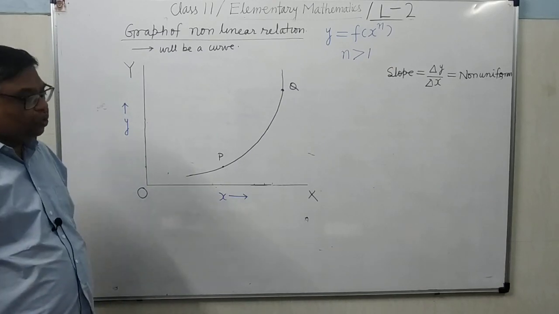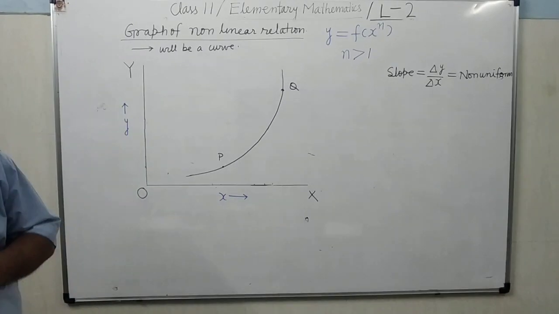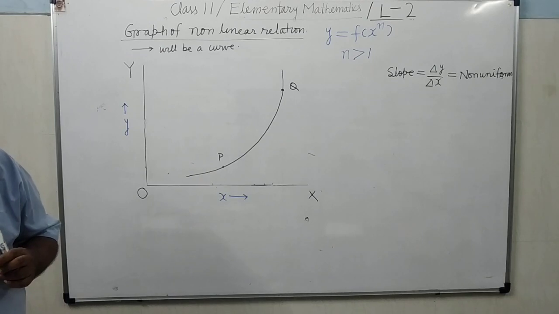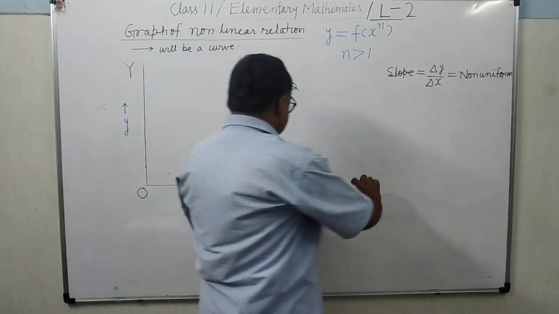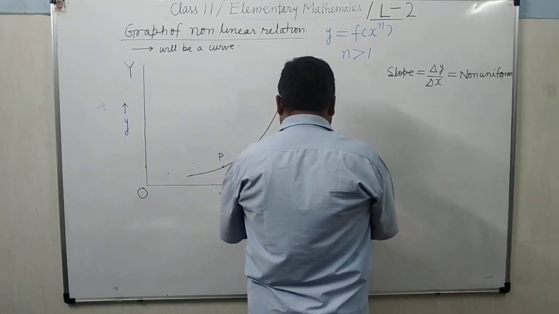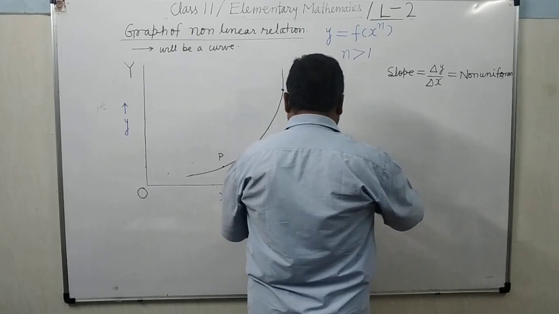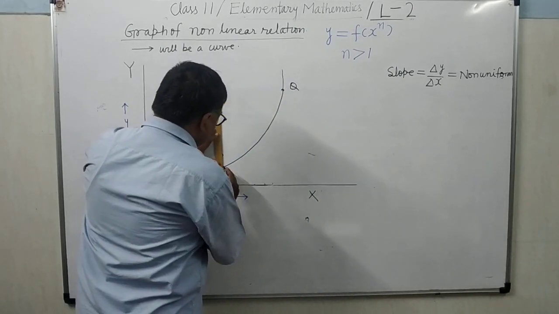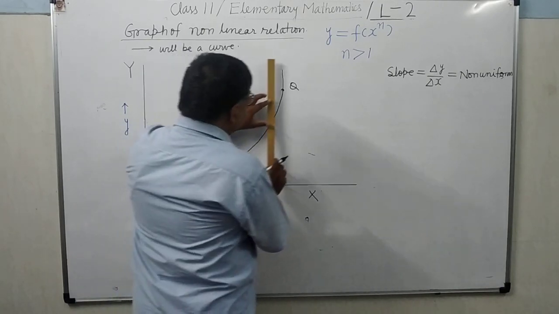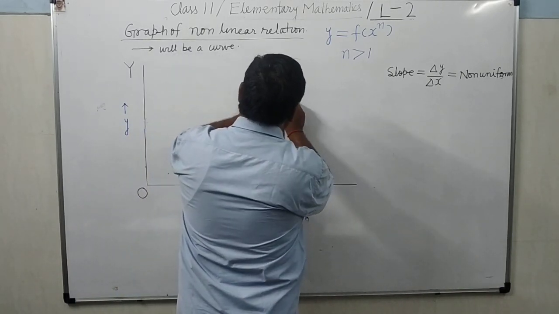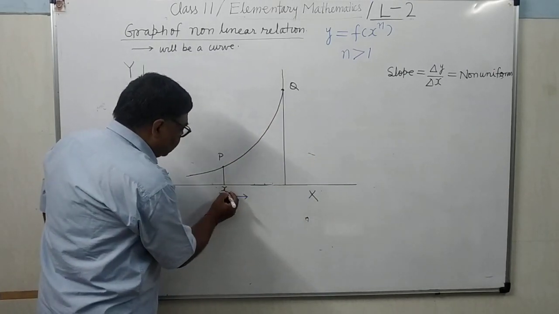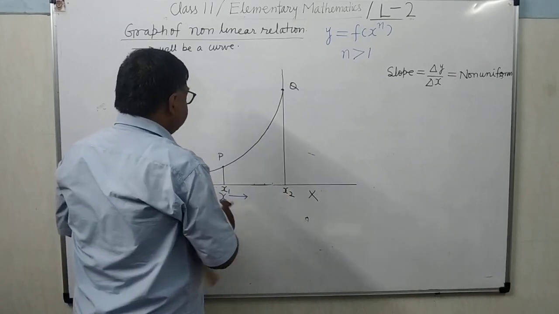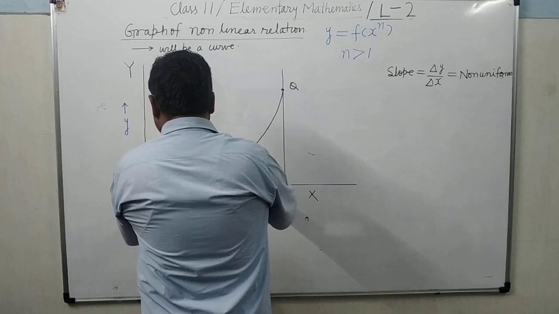At which point slope is more? At the point Q slope is more. So how will you determine the slope at any particular point? We will apply that previous concept, our old concept: take 2 points on the curve. I have taken one point P, here its value is x1, and this value is x2. Then you see their corresponding y values.